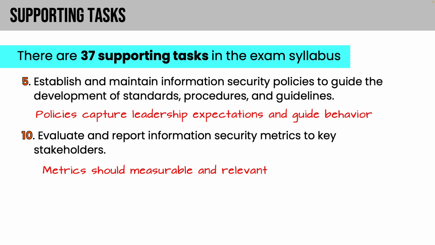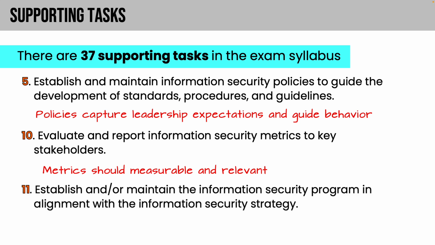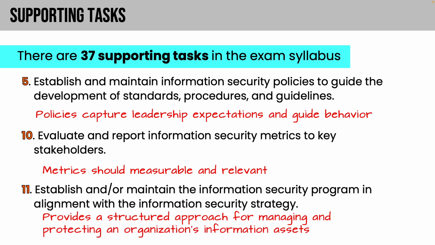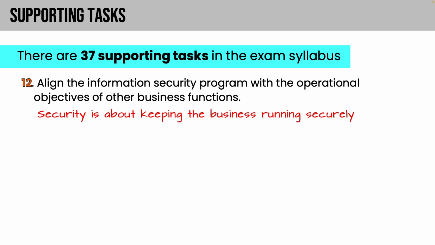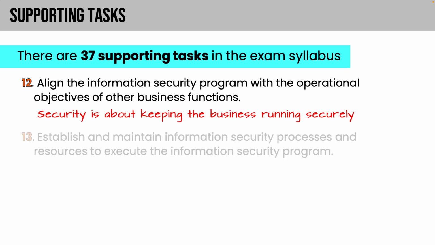11, establish or maintain the information security program in alignment with the information security strategy. So this provides a structured approach for managing and protecting an organization's information assets on the whole. 12, align the information security program with the operational objectives of other business functions. Remember, security is about keeping the business running securely. Security exists principally and solely to support the business.